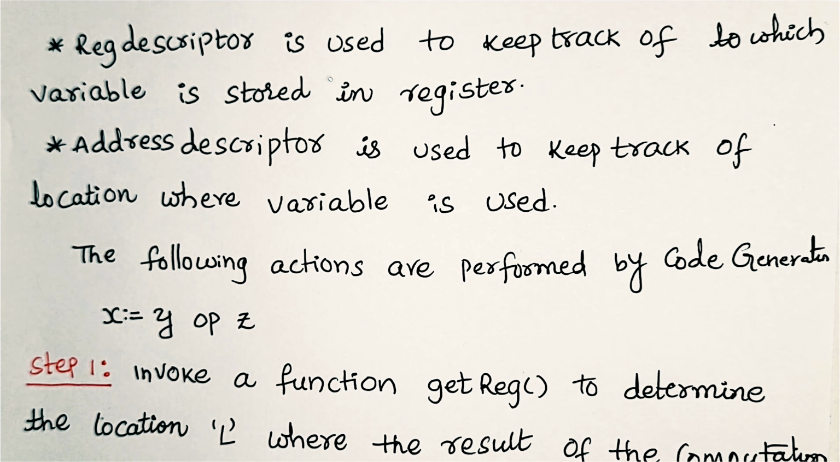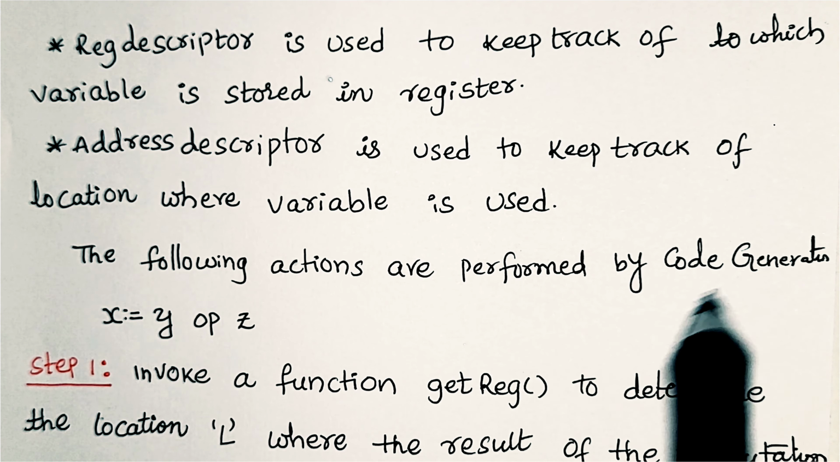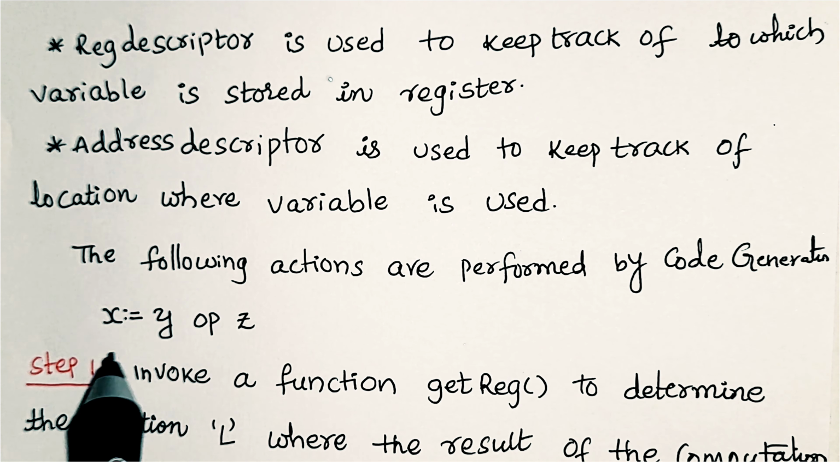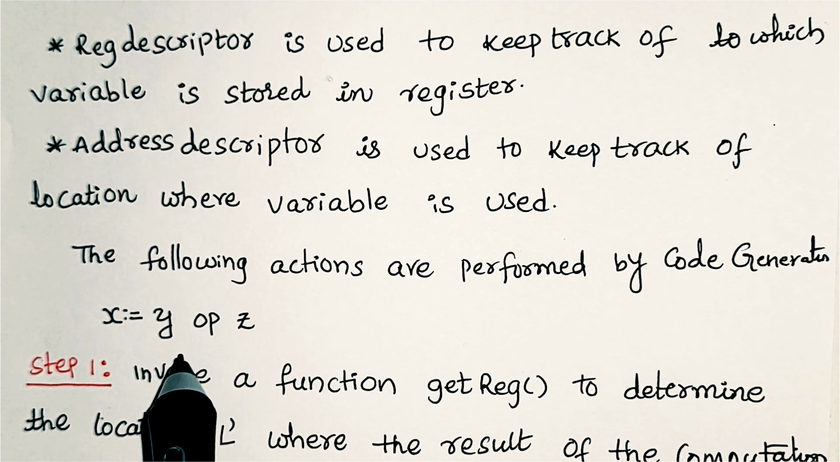Let us see one example, by the way you will get more clarity, friends. You can see here the following actions are performed by code generation: x is equal to y op z. Op means here operator. You can take any operator: addition, subtraction, multiplication and division.